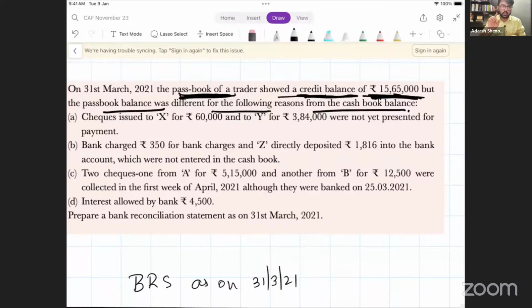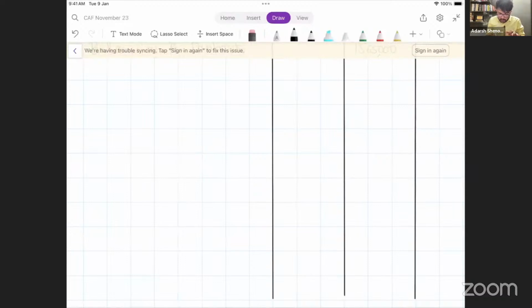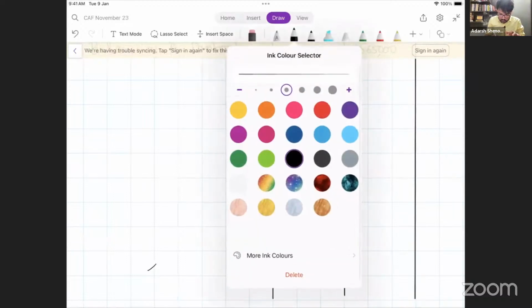No, no, no, not like that. You have to see which book you are taking as the base. Which book am I taking as the base? I'm taking the passbook as the base. So I have to reach the cash book balance. Ultimately, after all the adjustments, I should get the cash book balance over here.